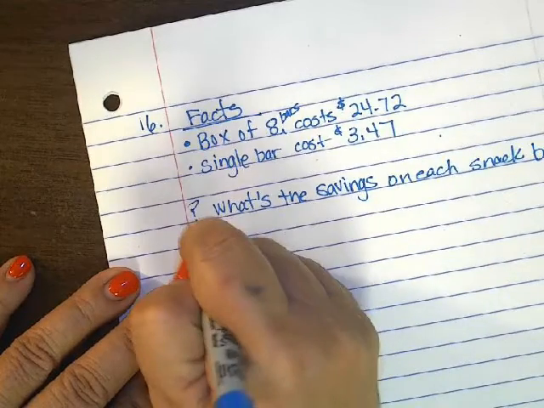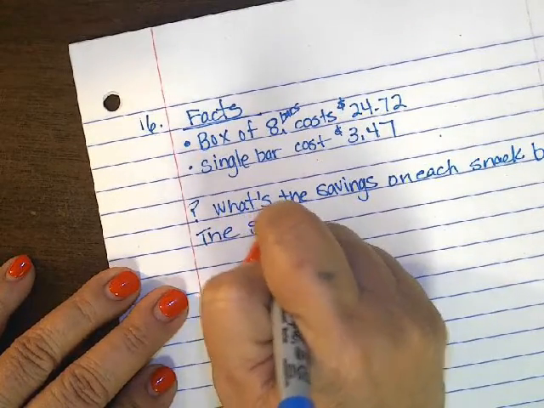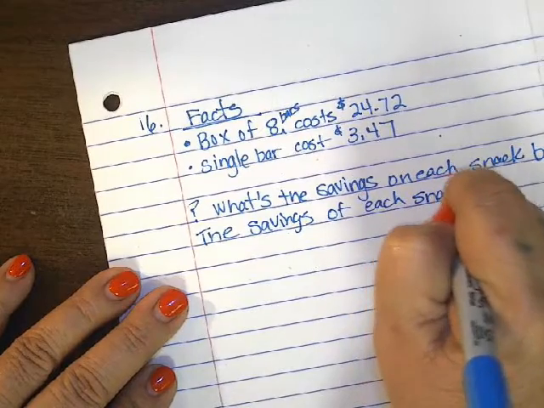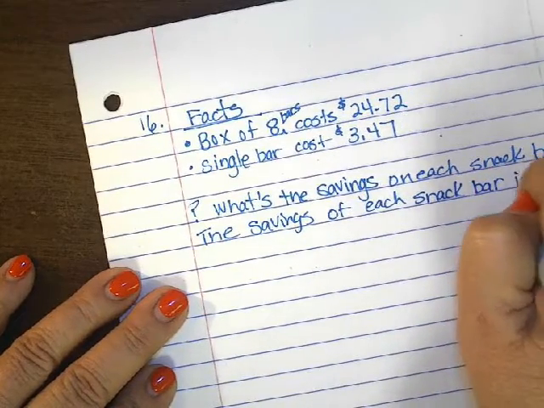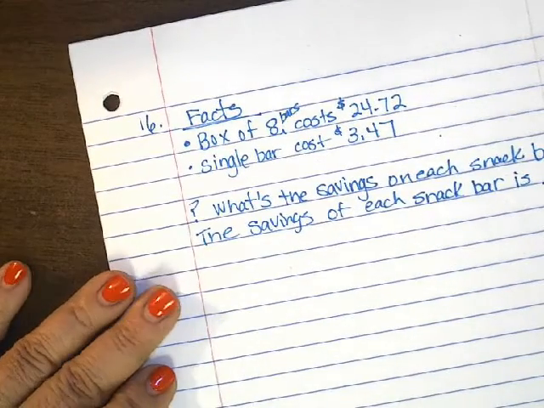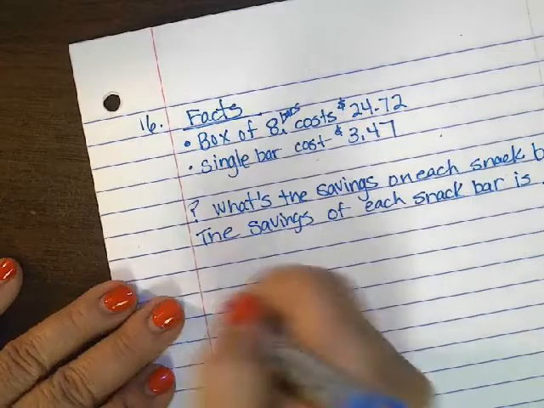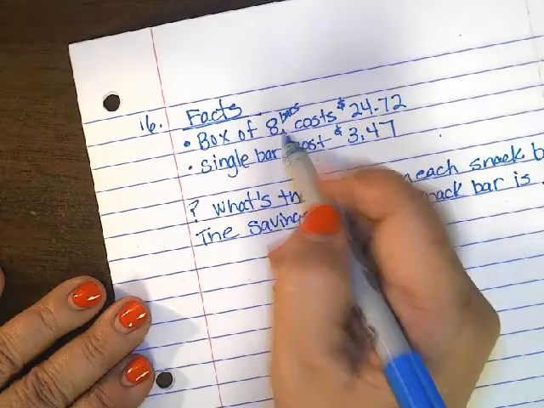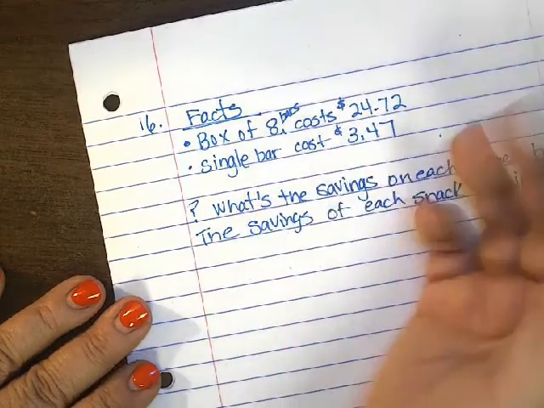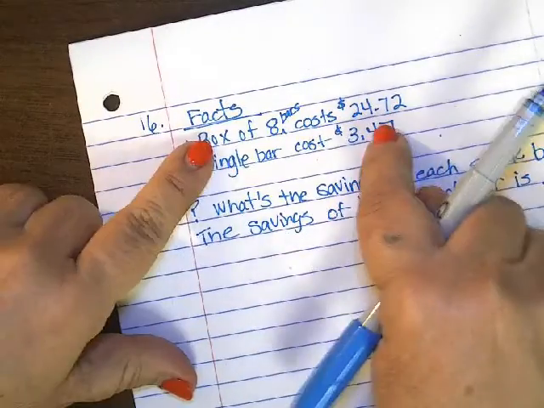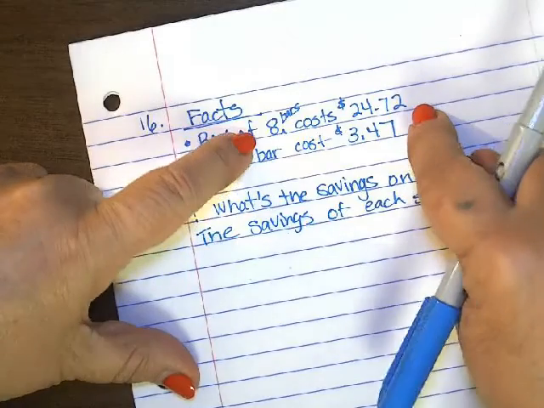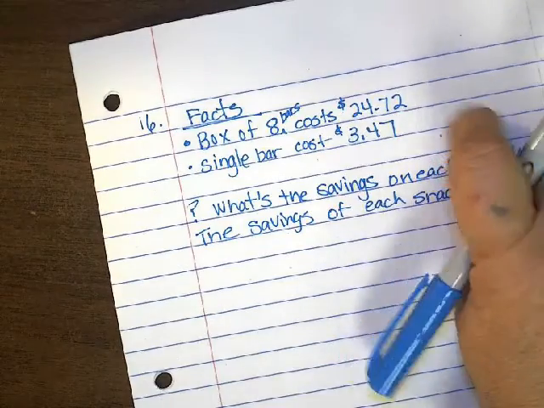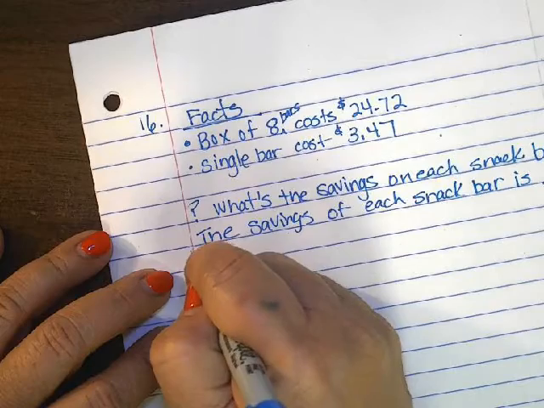So here, I'm going to rephrase it: the savings of each snack bar is blank if I buy a box. Okay, so now what am I going to do? Well, first of all, what do we need to find out? What are the operations? Yeah, we're going to have 2 different operations. Do we know the cost of each of these bars because we bought the box? No, so we're going to have to do what? Absolutely, we got to divide. I've got to find out.